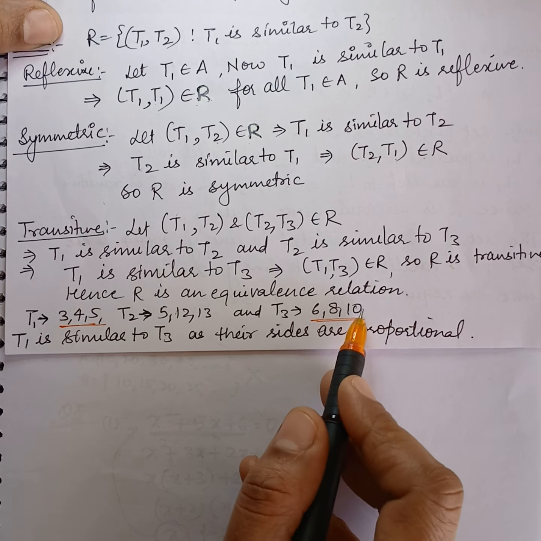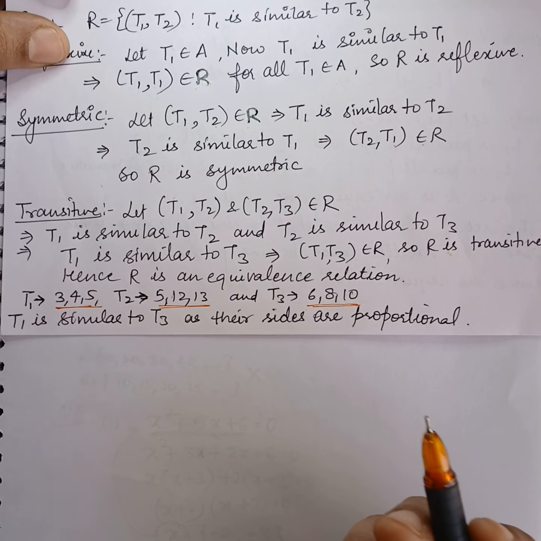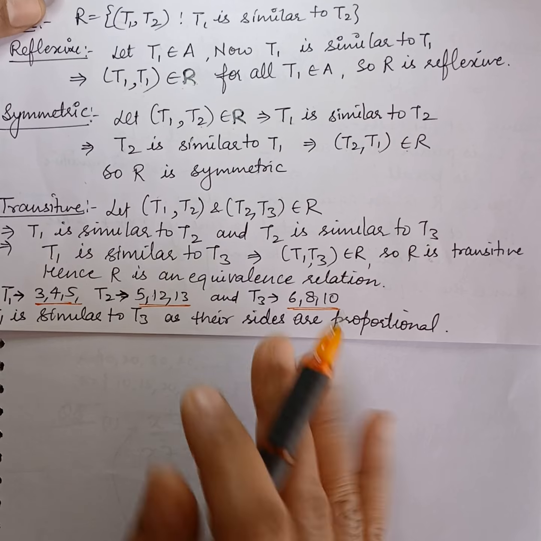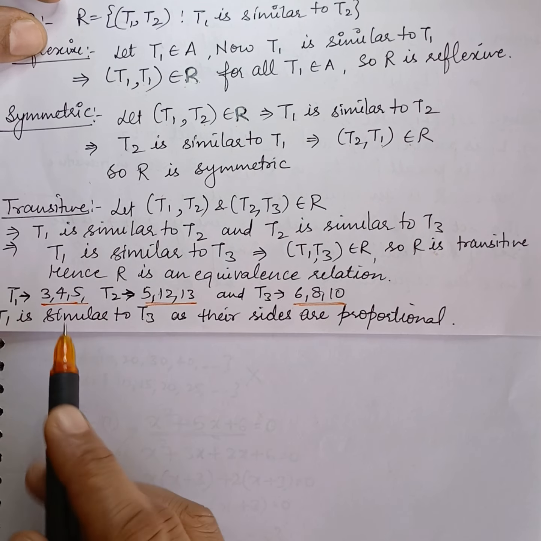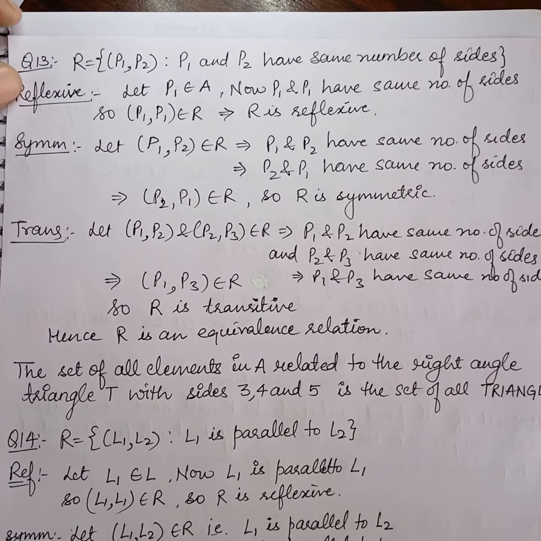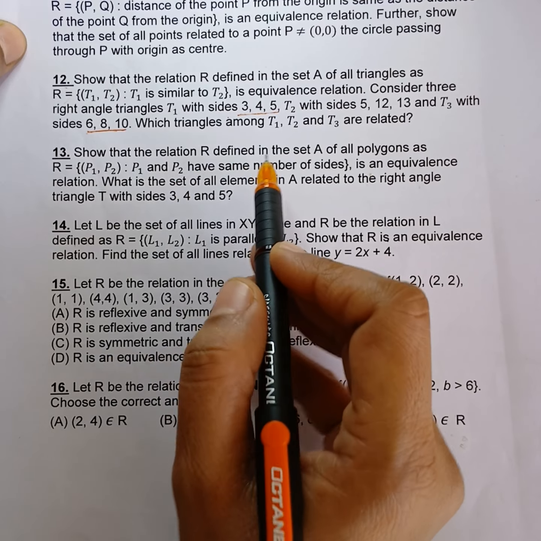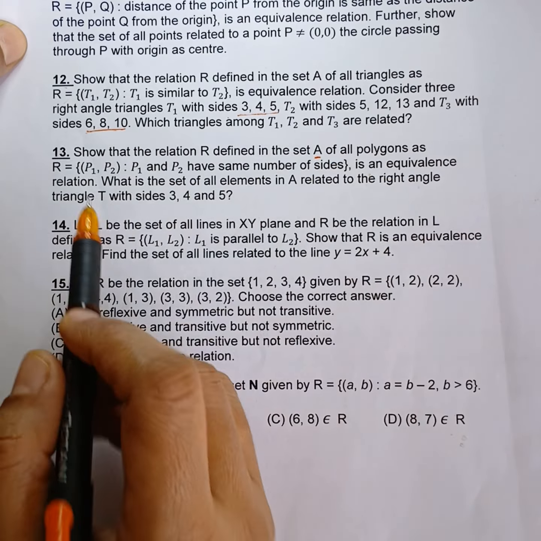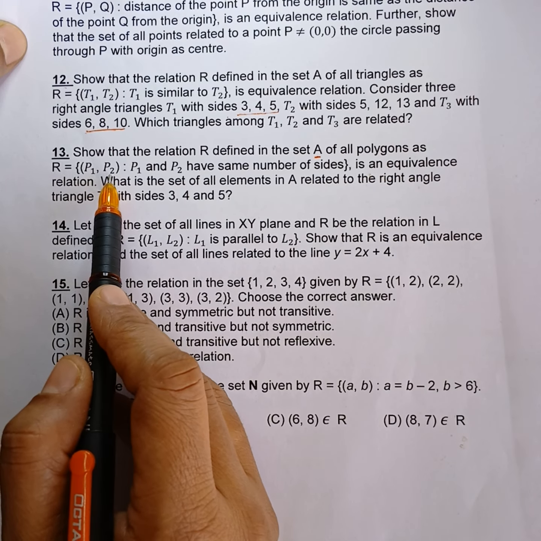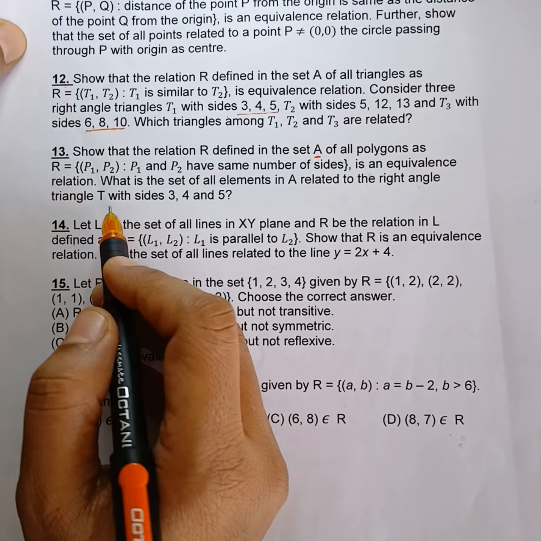3 to 6, 4 to 8, 5 to 10. T2 is not similar to any of these, because if sides are proportional, that is, sides are in the same ratio, then we say that the triangles are similar. So hence T1 is similar to T3 as their sides are proportional. Now question number 13, let us read that. Show that the relation R defined in the set A of all polygons as (P1, P2) such that P1 and P2 have the same number of sides is an equivalence relation.